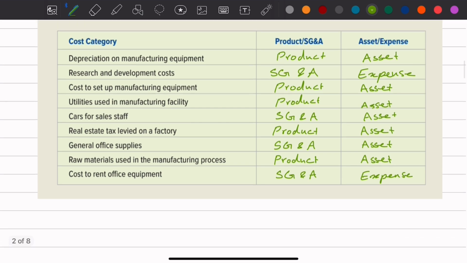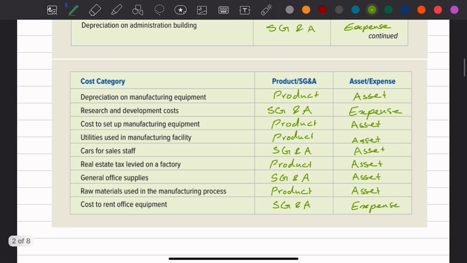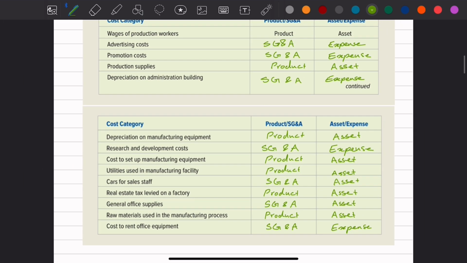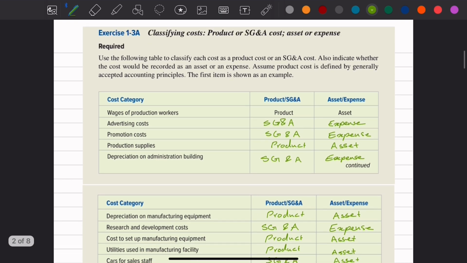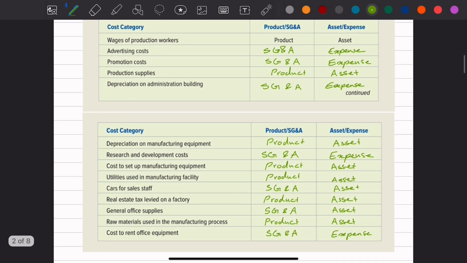This is a rundown of the first exercise we're covering in this playlist. This is exercise 1-38.